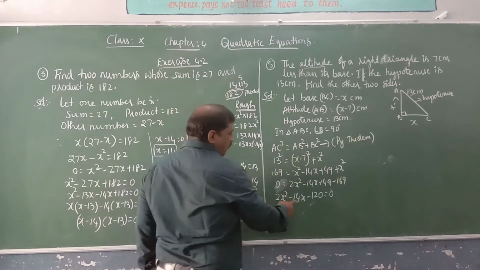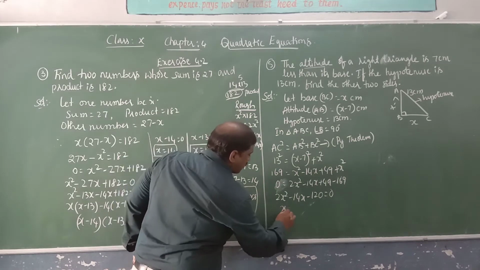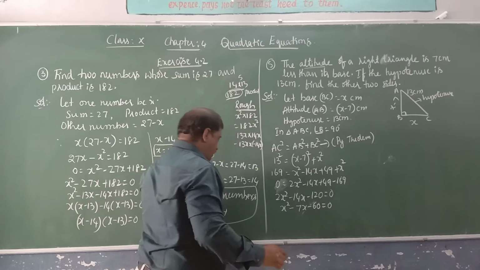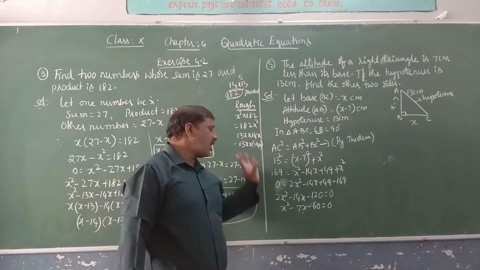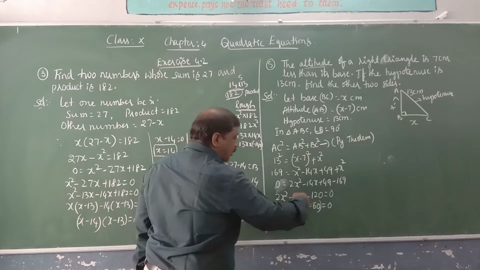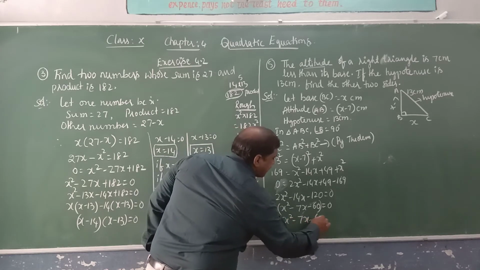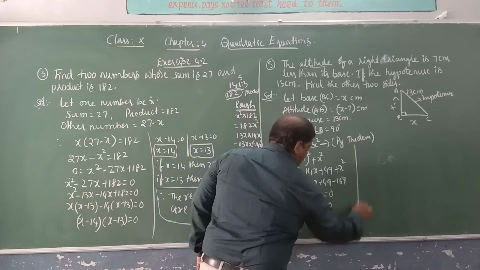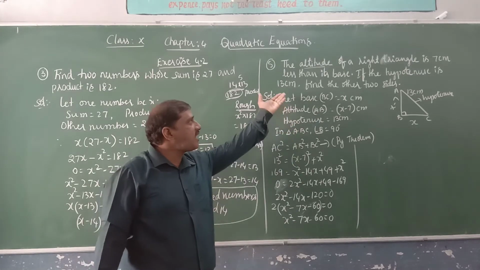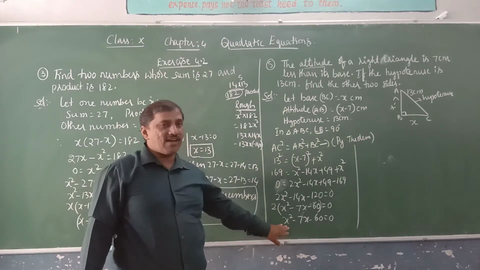Now 2, 14 and 120 are all multiples of 2. So take 2 common, then we get x square minus 7x minus 60 equals 0. Transposing the 2 to the RHS, we get 0 by 2, which is 0. Now we have a quadratic equation to solve to find the base and the altitude of the given right angle triangle. We solve this by using the factorization method.